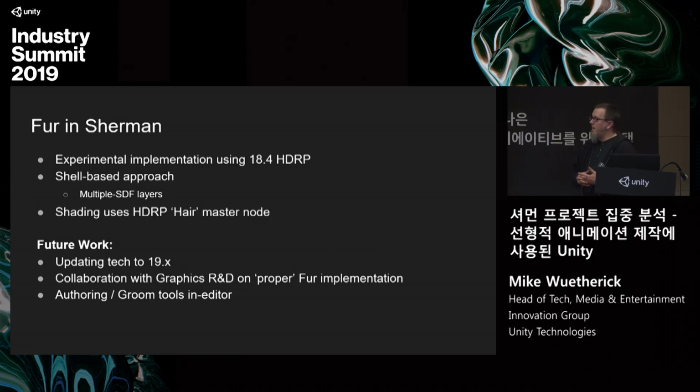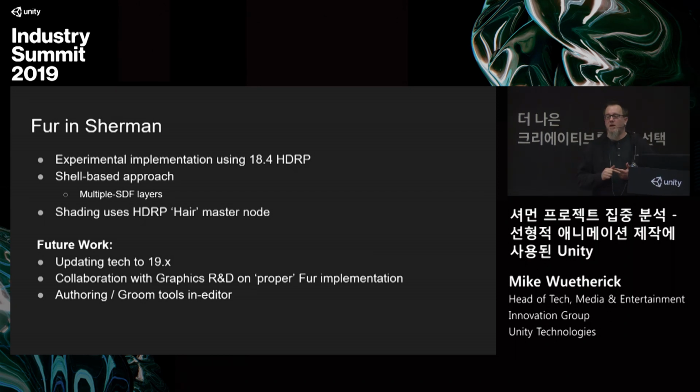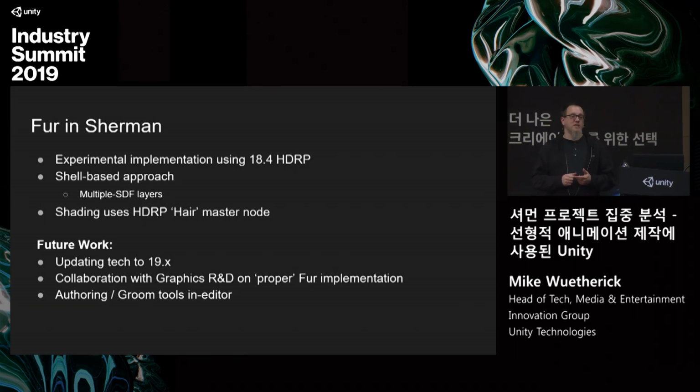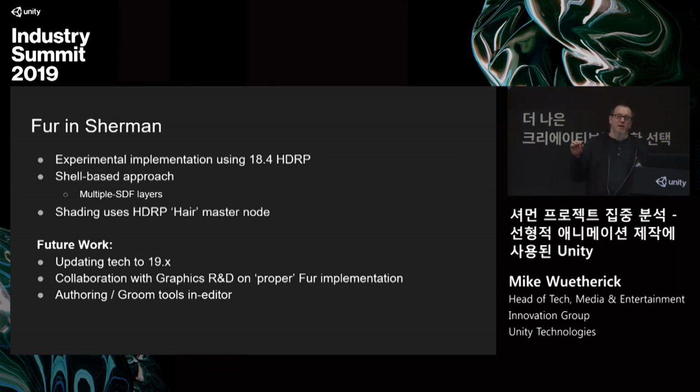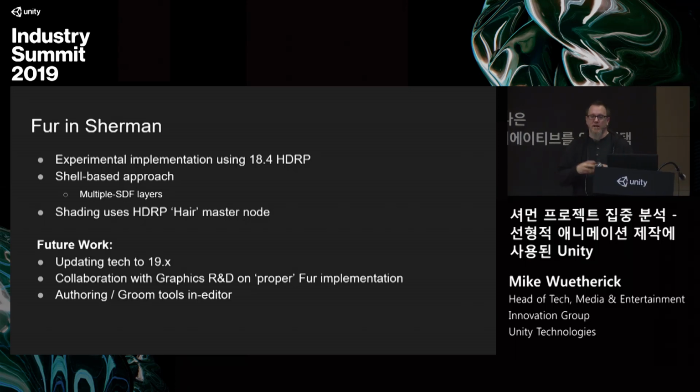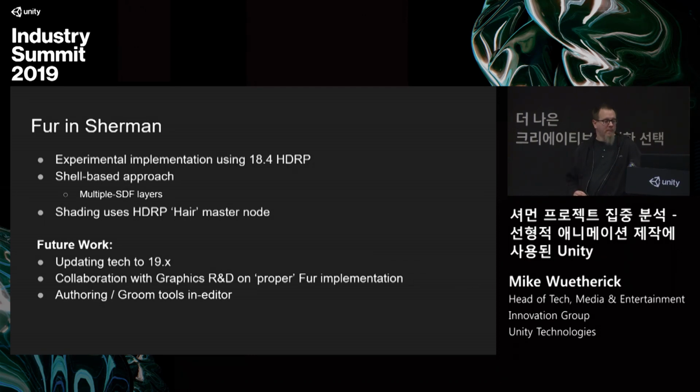So some simple stats. Again, this is an experimental implementation. We are working with our graphics R&D team to make this an officially supported feature that might land in 2020.1, I hope. We'll see. But that is the goal, where the lighting or the shading actually uses the HDRP hair node, so it's actually part of Shader Graph. So that's supported out of the box. It has your normal Kajiya-Kay type shading model.